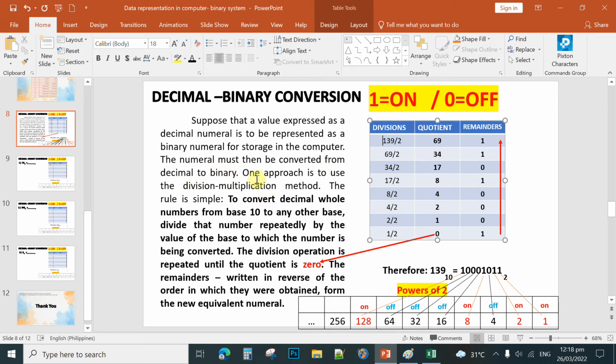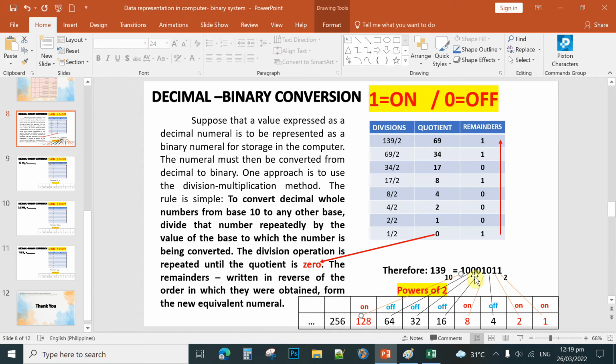One approach is to use the division-multiplication method. The rule is simple. This is the rule to convert decimal to binary. Decimal means to the base 10.